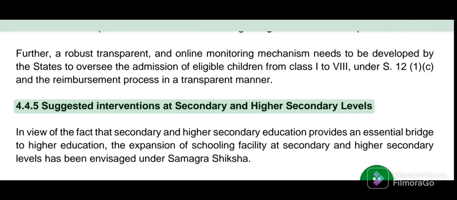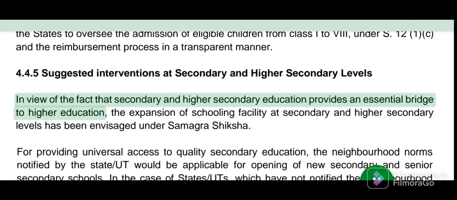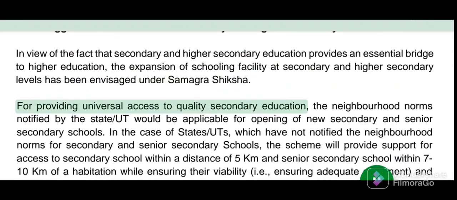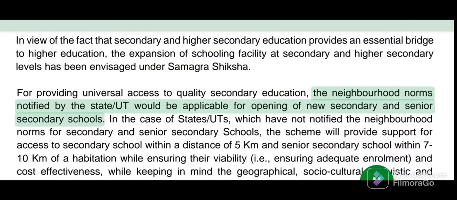4.4.5 Suggested interventions at secondary and higher secondary levels. In view of the fact that secondary and higher secondary education provides an essential bridge to higher education, the expansion of schooling facility at secondary and higher secondary levels has been envisaged under Samagra Shiksha. For providing universal access to quality secondary education, the neighborhood norms notified by the state/UT would be applicable for opening of new secondary and senior secondary schools.